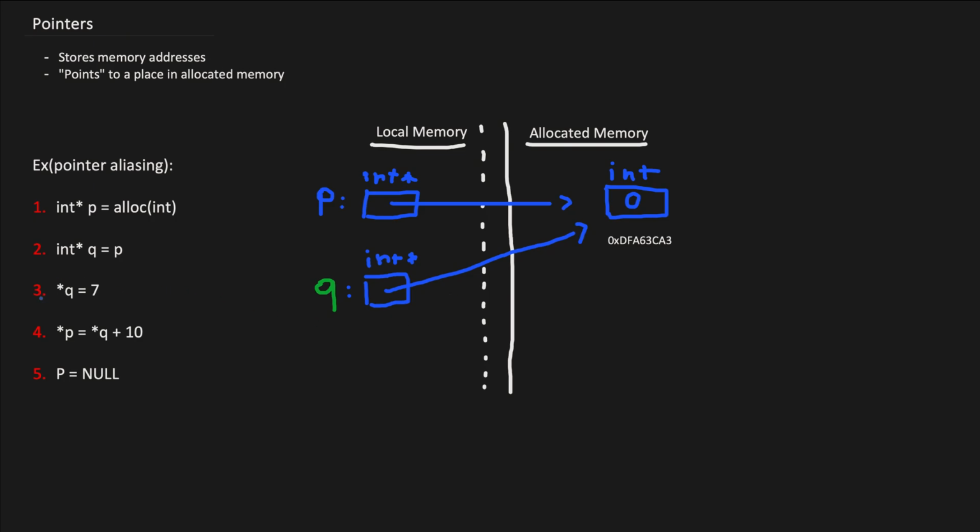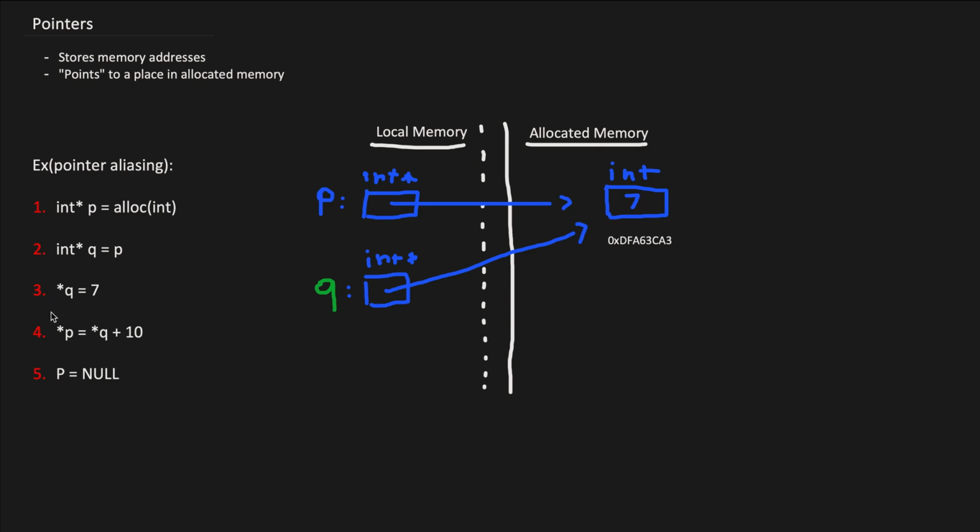And if we move on to step 3, if we want to change the value of the q pointer, we say star q is equal to 7, we can say, okay, the star, we can follow the arrow up, and it's equal to 7. So we can change this to 7 for step 3.